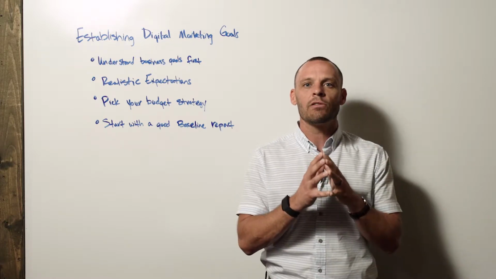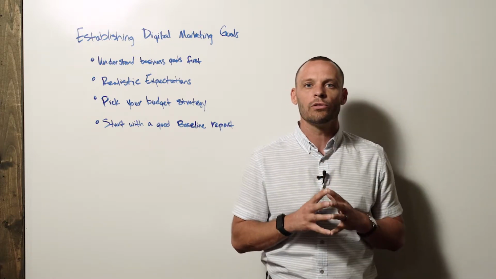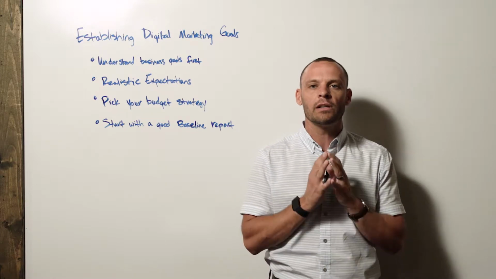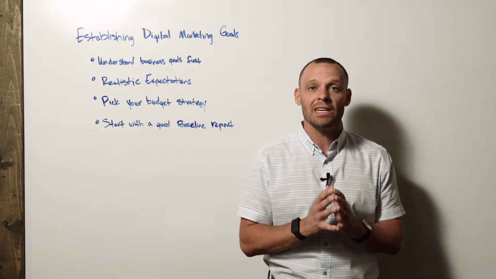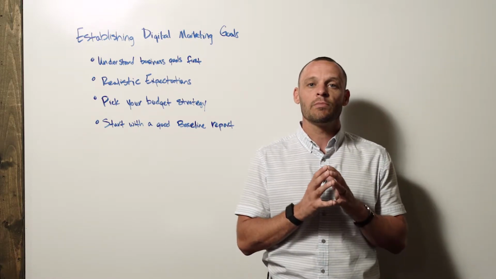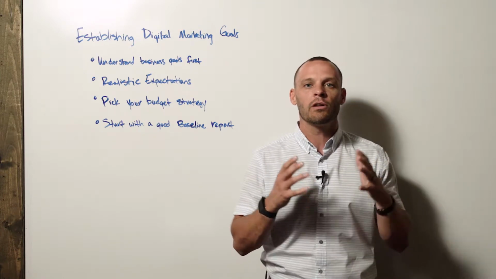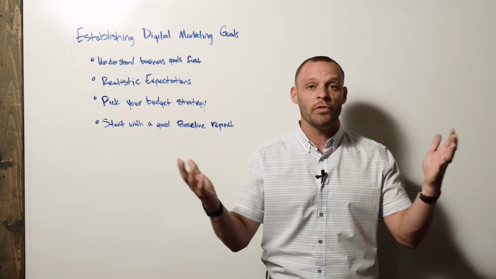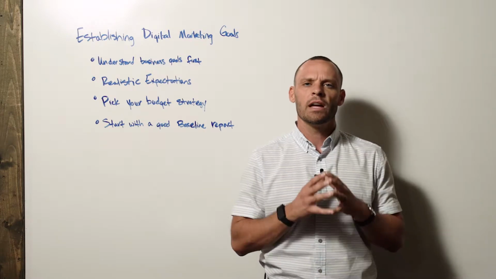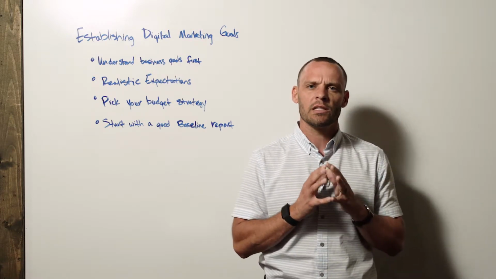And so when you set out to start establishing digital marketing goals, you have to have very clear and very realistic expectations. So that you're not setting yourself up for failure, your team up for failure, a partner, if you choose to work with a partner, up for failure. And so make sure you have realistic expectations.